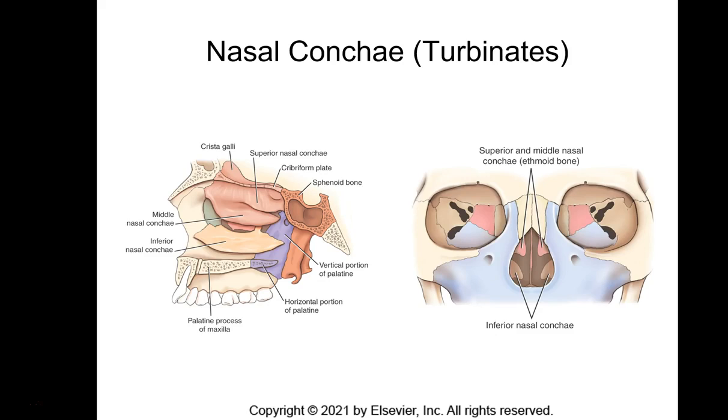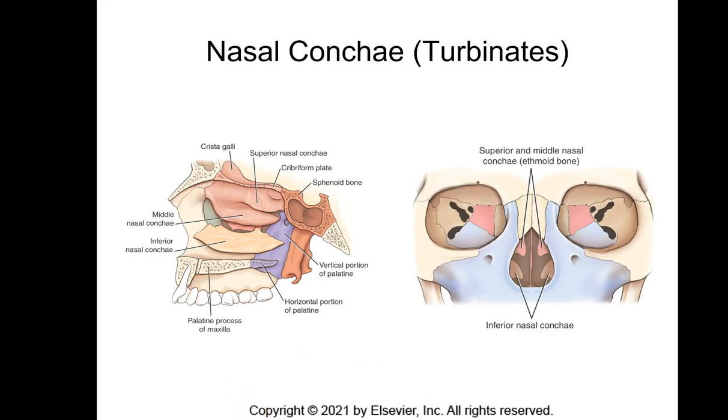The 3 pairs of nasal concha divide the nasal cavities into various compartments, and these compartments tend to break up or mix the flow of air coming into the nasal cavities before it reaches the lungs. In other words, incoming air is warmed and cleaned as it comes in contact with the mucous membranes that cover the concha.